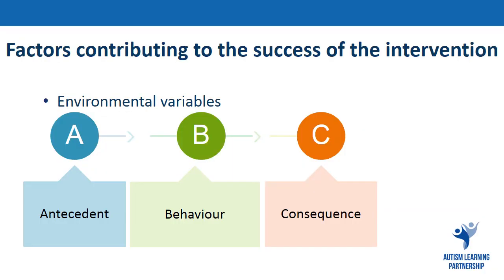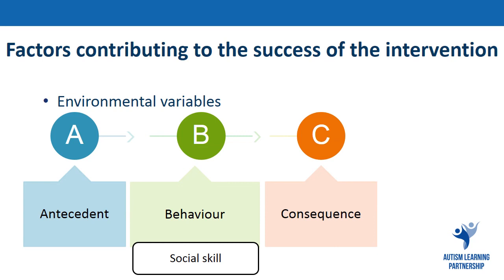Now let's look at some factors that could contribute to the success of the intervention. During our very first webinar, a recording which is available on our website, we talked about ABA and the importance of considering environmental variables that precede and follow the behavior. In the following diagram, A represents the antecedent, which occurs immediately before the behavior. The antecedent doesn't directly cause the behavior, but establishes conditions that are favorable to it.